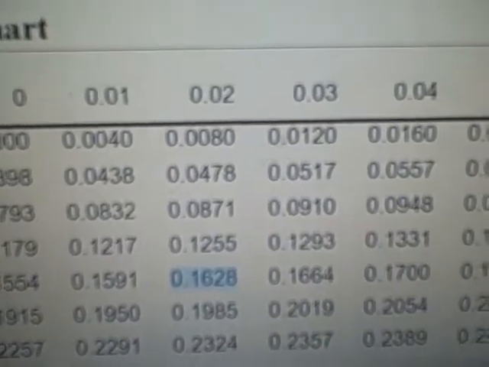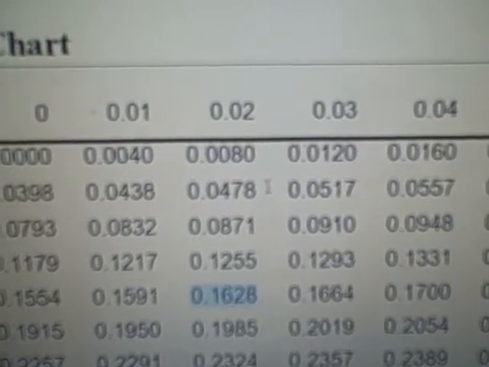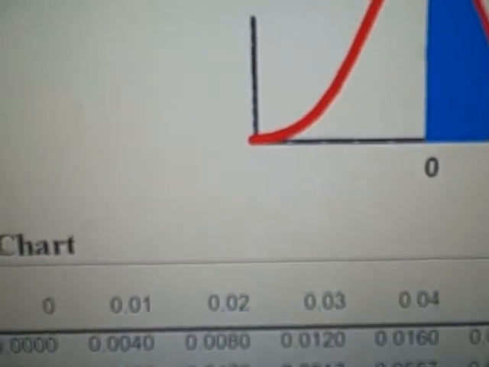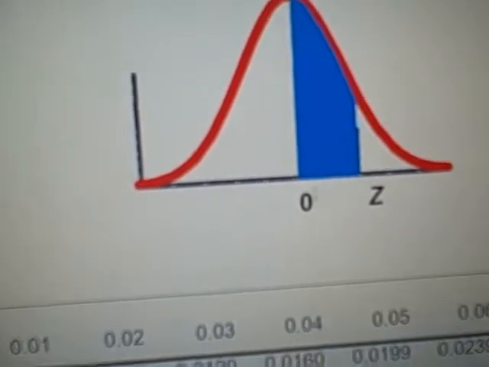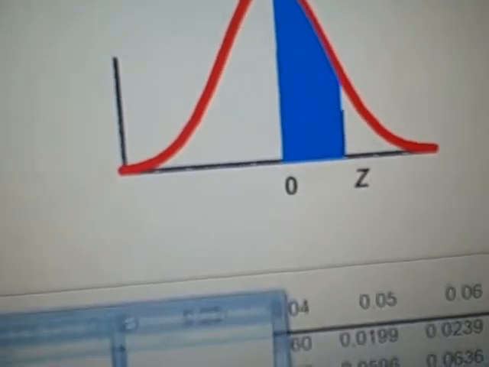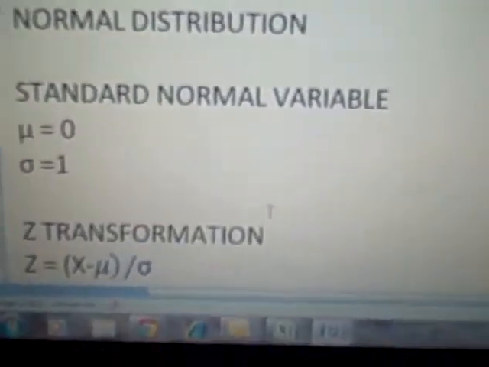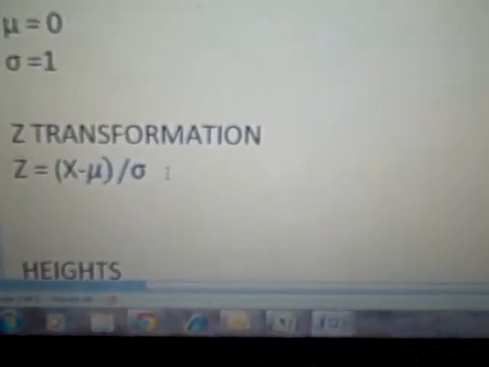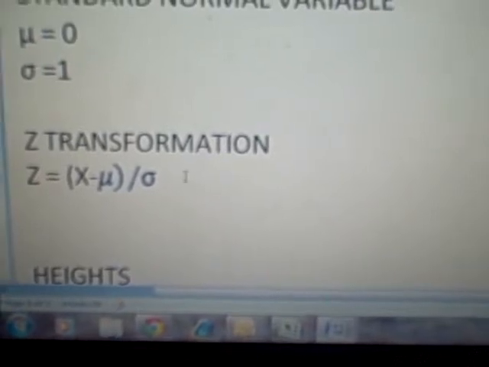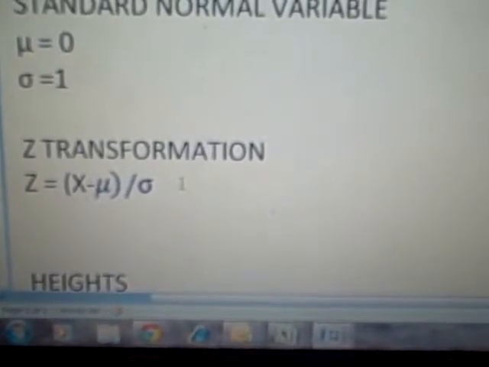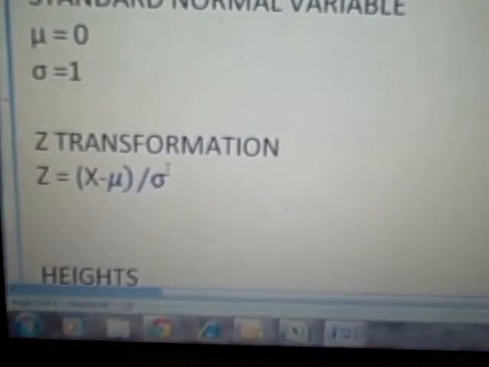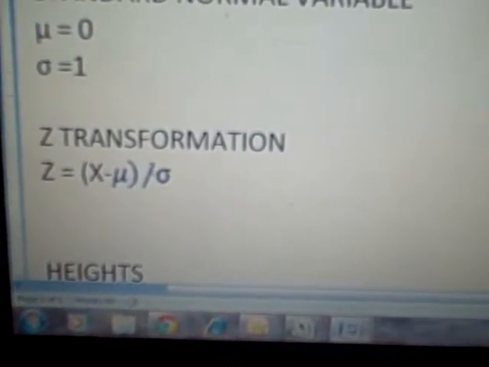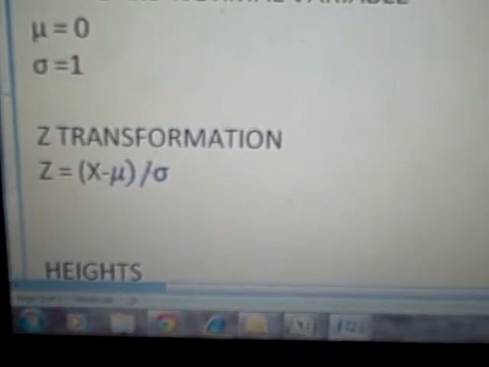Again, this is the normal table for a mean of 0 and a standard deviation of 1, but suppose we don't have that. What do we do in that case? Well, let's go back to our problem. There is not a problem because we can always make a z transformation. We can transform any x into a normal variable by making the transformation z equal x minus mu over sigma.